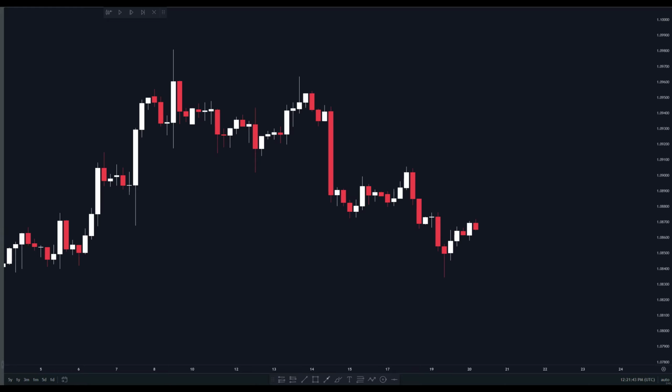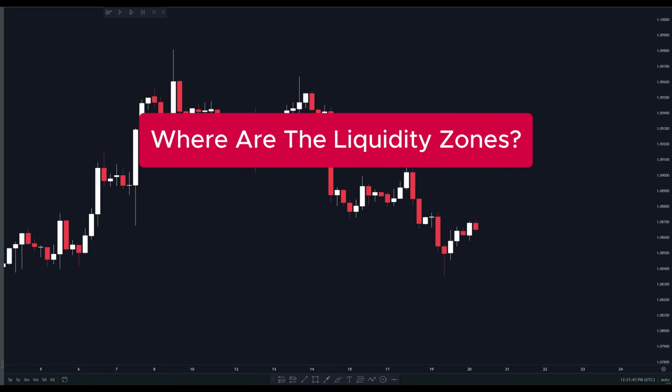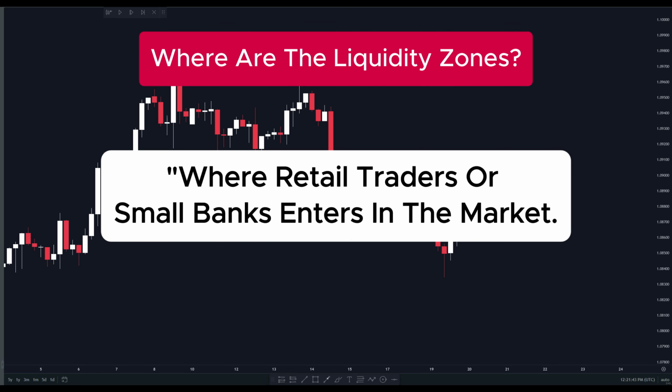Next question here is, where are the liquidity zones? Liquidity zones are there, where retail traders or small banks enter in the market.